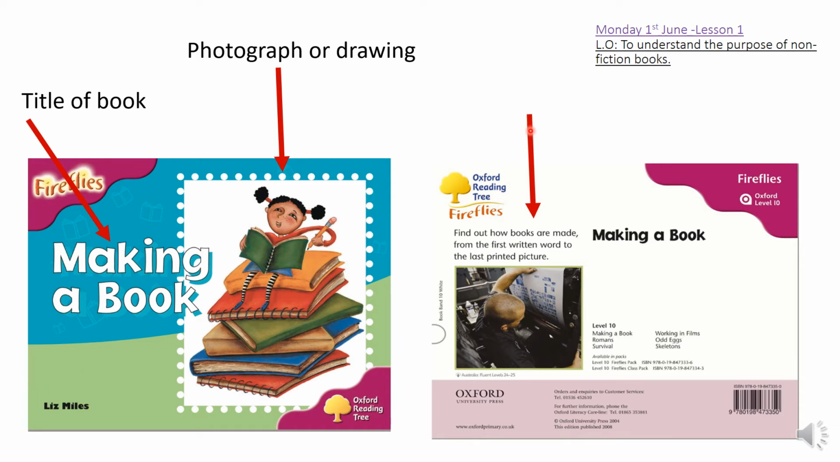Okay, so this arrow over here is pointing to some information. Let's read this information. It says, find out how books are made, from the first written word to the last printed picture. So this part of the book, if it was a storybook, we would call it the blurb, but because it is a non-fiction book, this part just tells us what will be inside the book. It tells us exactly what you will find out if you read this non-fiction book.